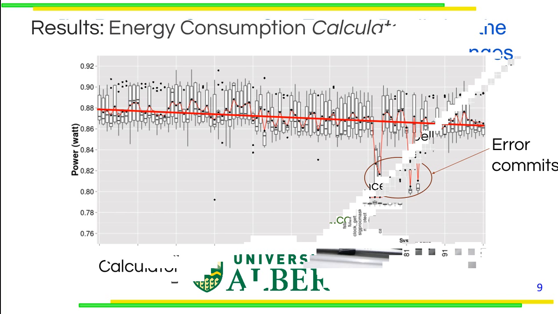This plot shows the energy consumption for the calculator application for the 101 versions we selected. The plots show the variation in a particular version, and the red line is basically a trend across those versions. There were some error commits, caused by bugs in the application which led to the application crashing, so we had quite lower power values for them. There was not much variation in the power in the calculator application.